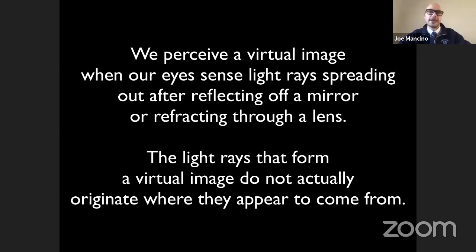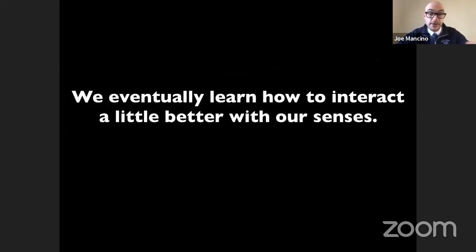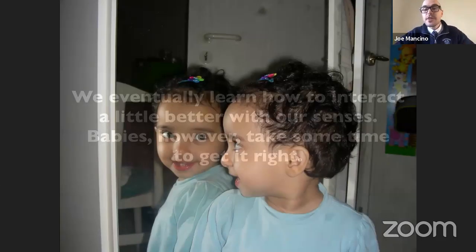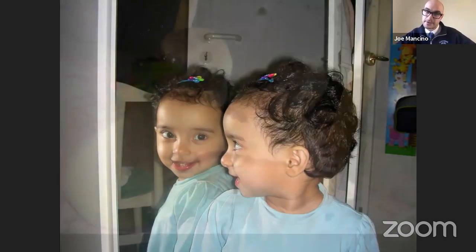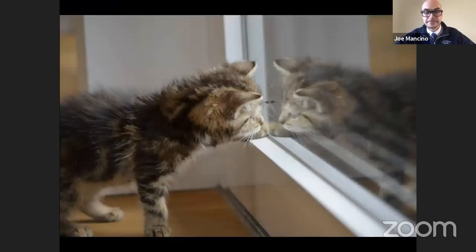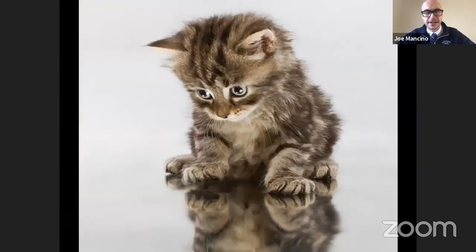Now, you know that now. You're a smart AP physics student. However, even though we eventually learn how to interact with our senses, babies take some time to get it right. When a baby sees a mirror, they think they have a brand new best friend. Also, cats. So I added a lot of pictures of cats to this. That's probably something you should know about me.